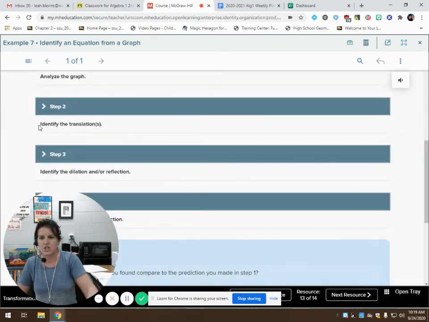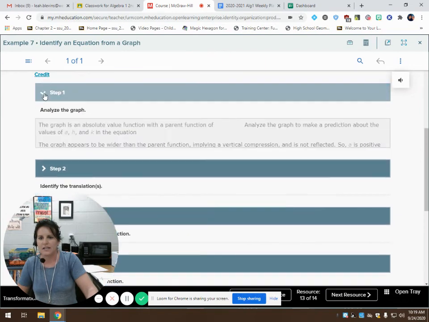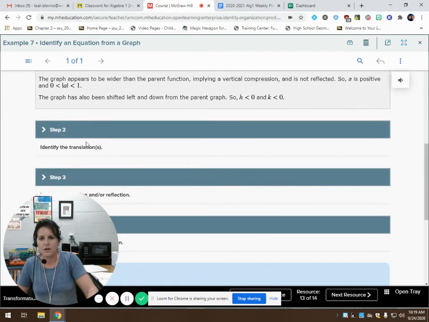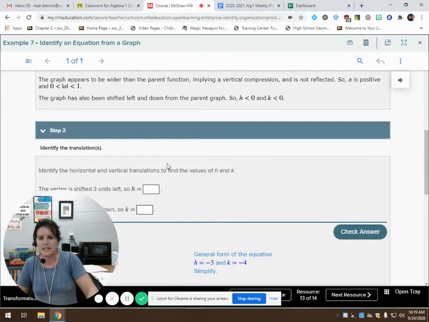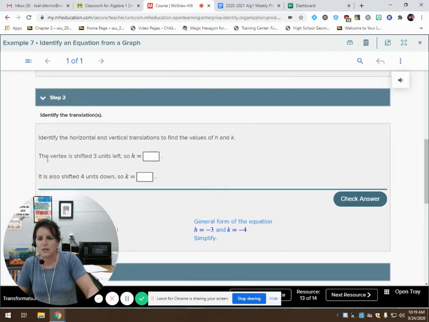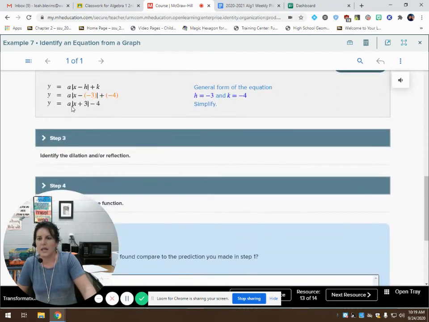Let's go down here and check. We analyzed our graph. We identified the translation. Since the vertex shifted 3 units left, our value of h is -3. Shifted down, so our value of k is -4. We plug it in and evaluate. Minus the negative becomes a positive.